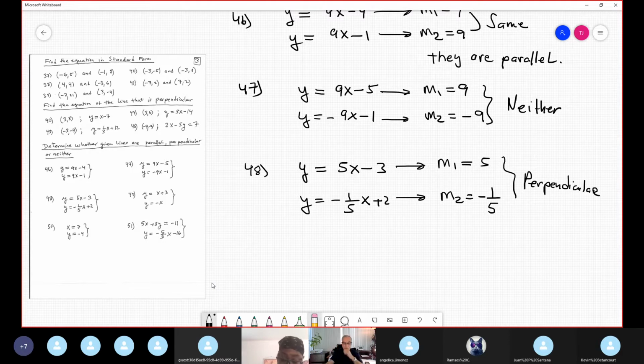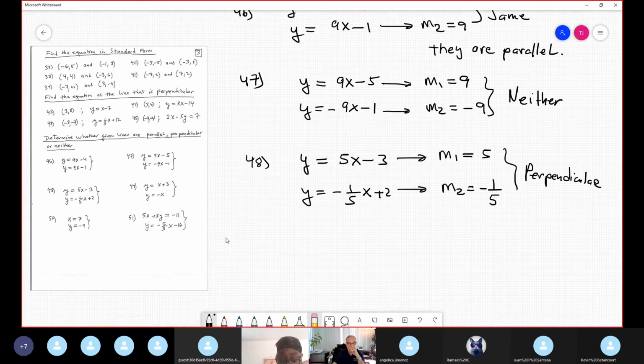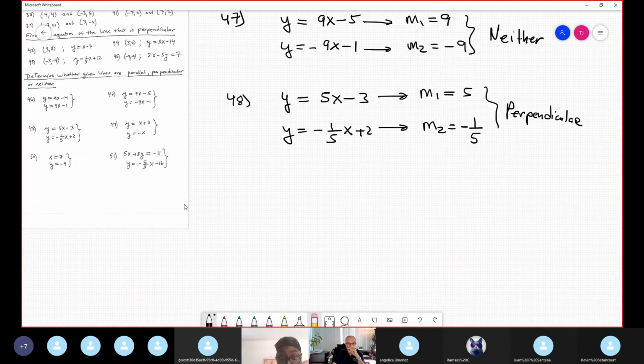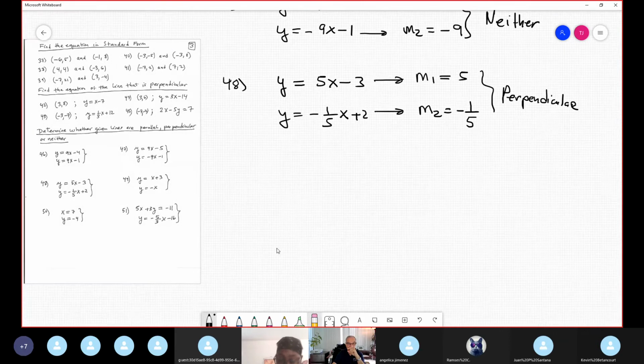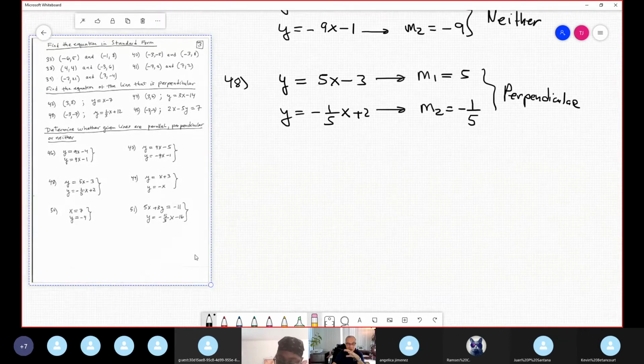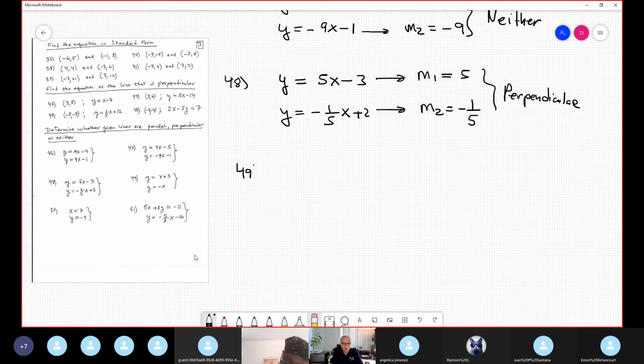You see that? No problem. Perpendicular is two conditions. Remember, reciprocal and opposite sign. If it is reciprocal and not opposite sign, it is neither. And parallel is more picky. Parallel is the same slope. 49 is okay. It's good.